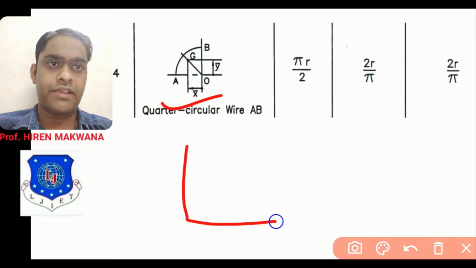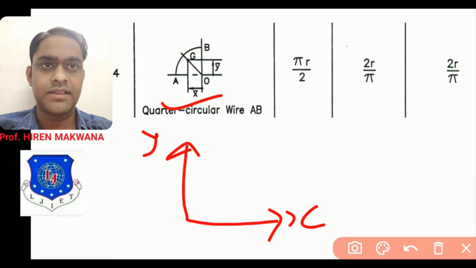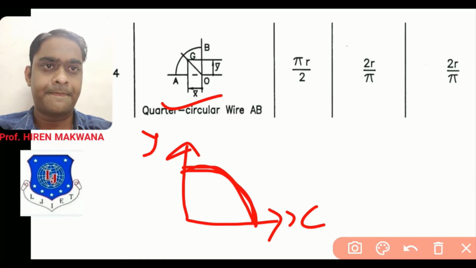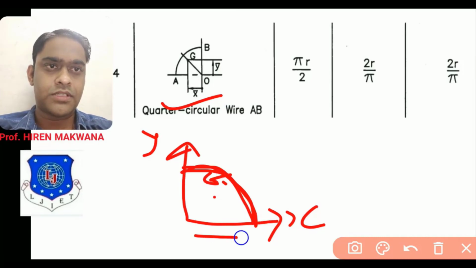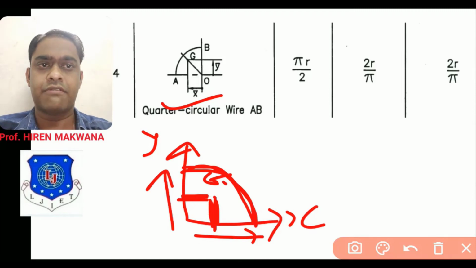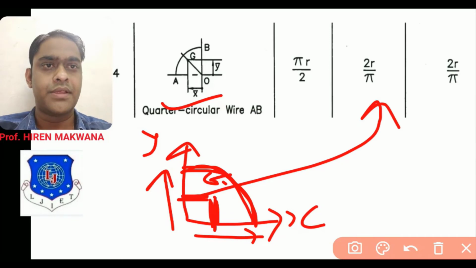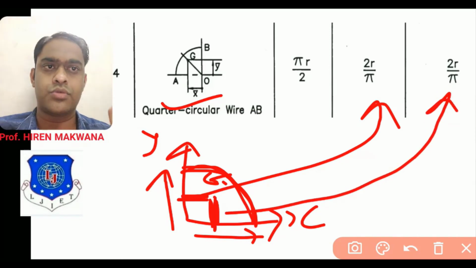Now if I draw the same arc on the x and y axes, then see this. Suppose this is the quarter circular arc AB. This is the center of gravity G. Okay, both these distances are the radius. So this distance is known as x bar and this distance is known as y bar. So as of now, x bar is 2r by pi and y bar is also 2r by pi. So you have to remember the figure.